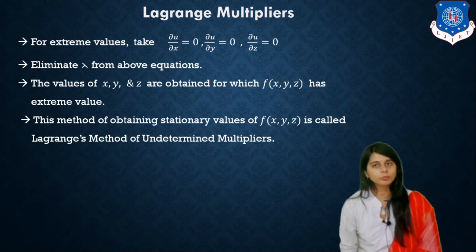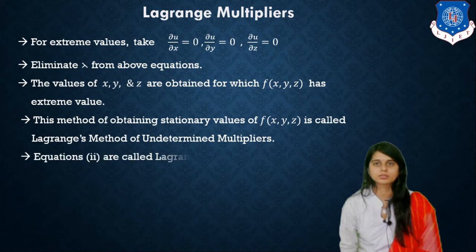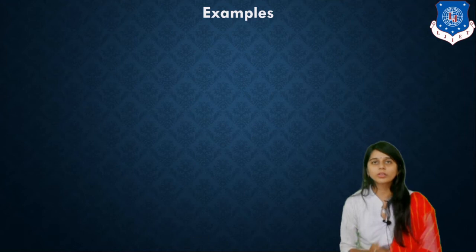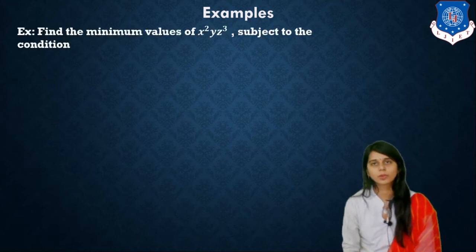This method of obtaining the stationary value of f(x,y,z) is called the Lagrange method of undetermined multipliers. Equations 2 are called the Lagrange equations. The term lambda is called the undetermined multiplier. Now we are taking examples.